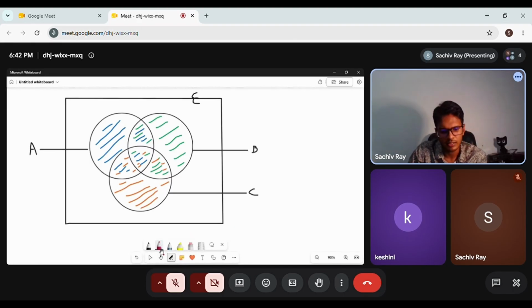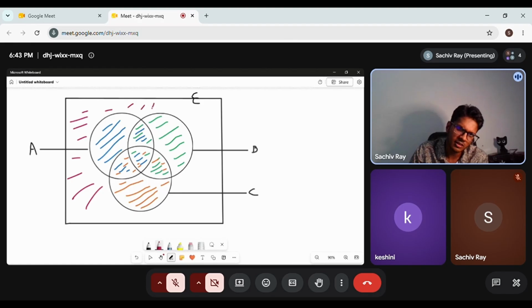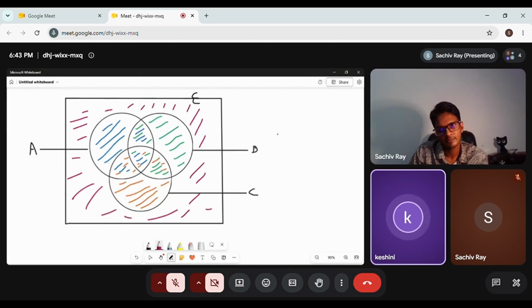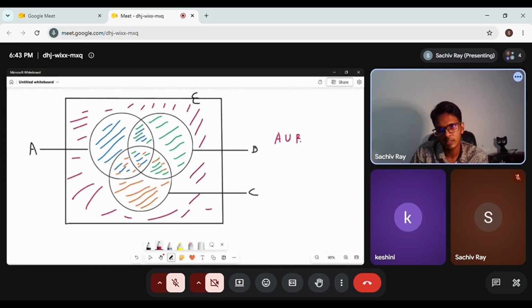What else can we take? What if I took the outside? Again, think of the smaller one with the two sets and answer. A union B union C, all set complement, right? Not that hard.